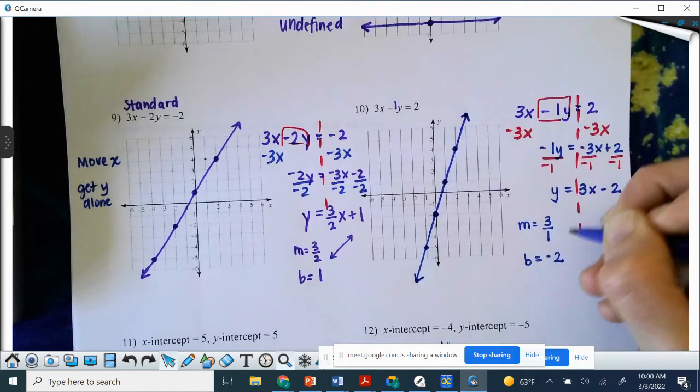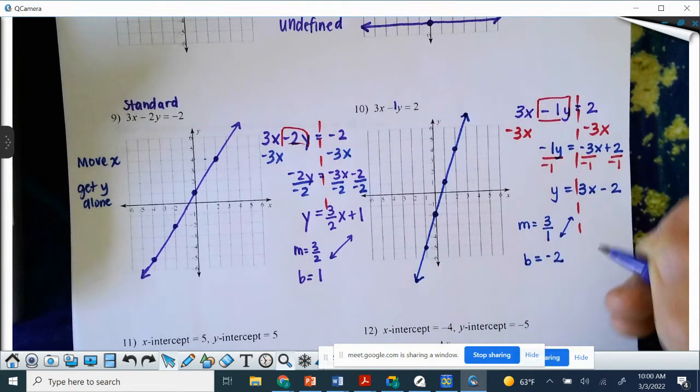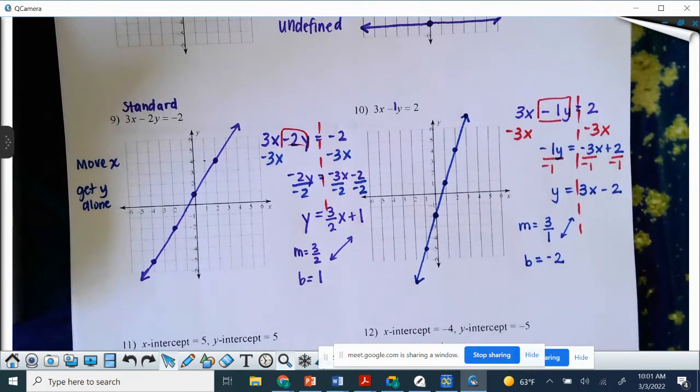Our slope was positive. So you do want to make sure, because I know for me personally, especially if I'm distracted, I know my y-intercept really well. I know how to count my rise and run. But every now and again, I'll get them mixed up when I'm talking or doing something else and graph a negative line instead of a positive line or vice versa.